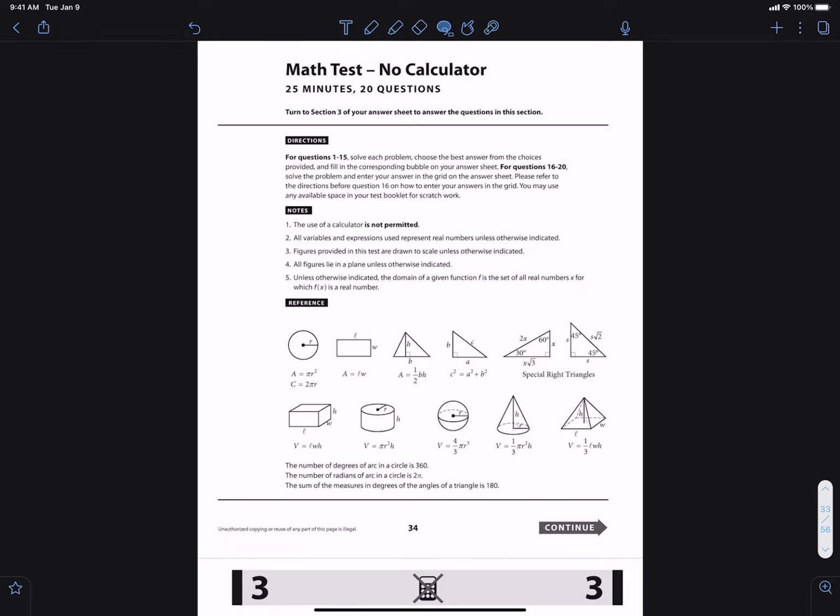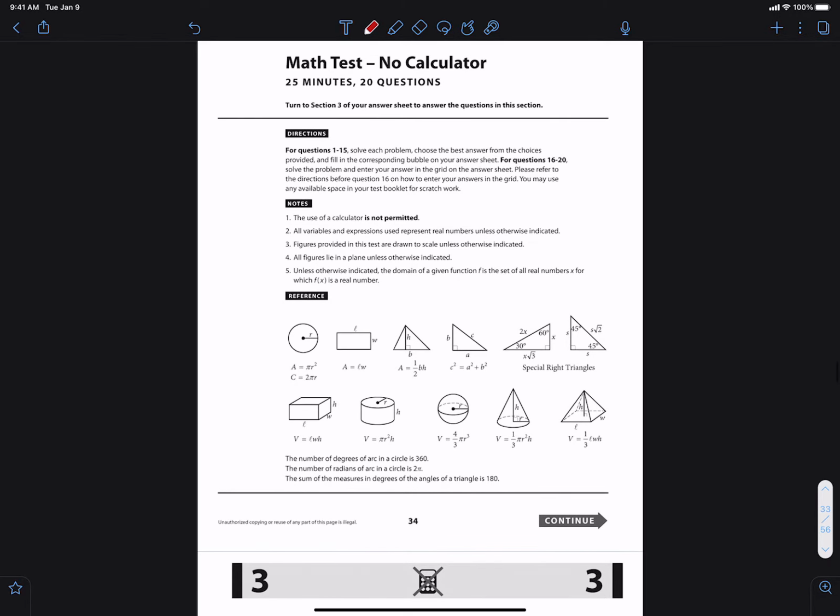Alright, welcome everybody to the full walkthrough of the March 2021 SAT No Calculator section.